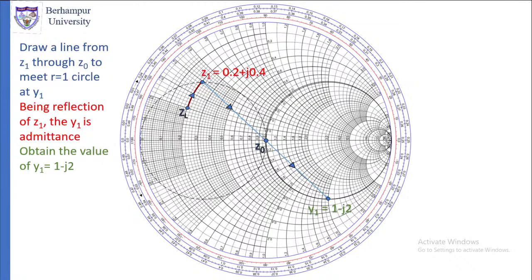1 comes from the R equal to 1 circle, and 2 comes from the arc passing through this point, where it meets the ring. It meets at 2, and it is in the lower half, so it will be 1 minus j2. Do this. Let us take half a minute to draw this line and locate this point.